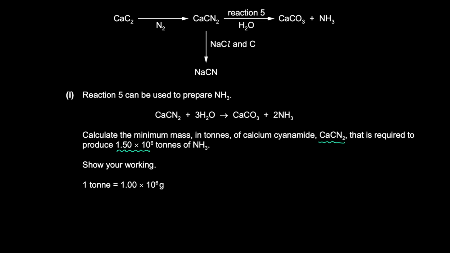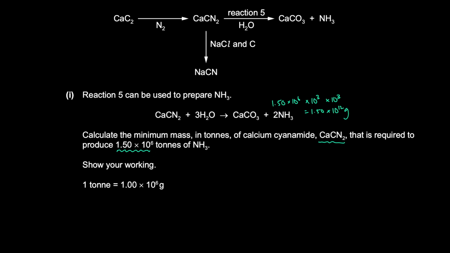So what we want to do is produce 1.5 times 10 to the power of 6 tons. So that would be times 10 to the power of 3 kilograms times 10 to the power of 3 grams. In other words, that would be 1.50 times 10 to the power of 12 grams. Tons to kilograms, you multiply by 1,000. Kilograms to grams, you multiply by 1,000.